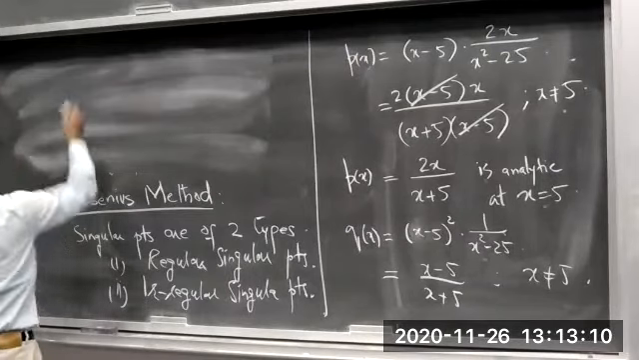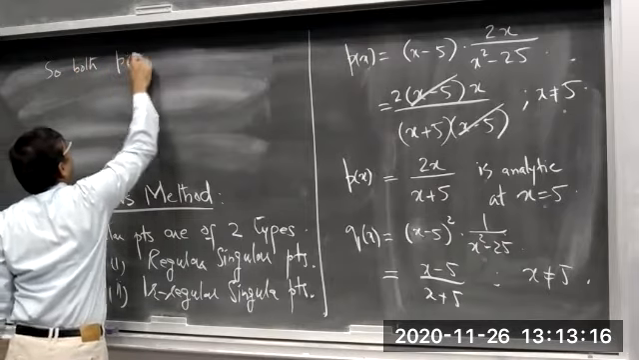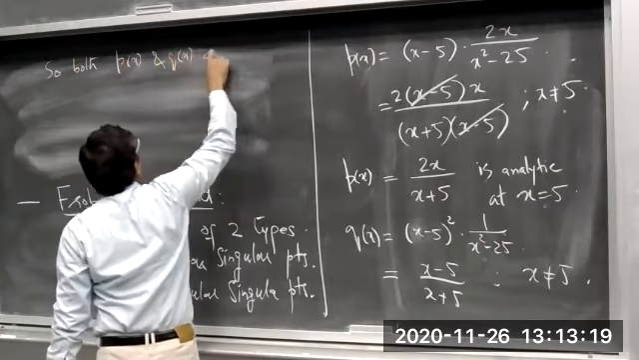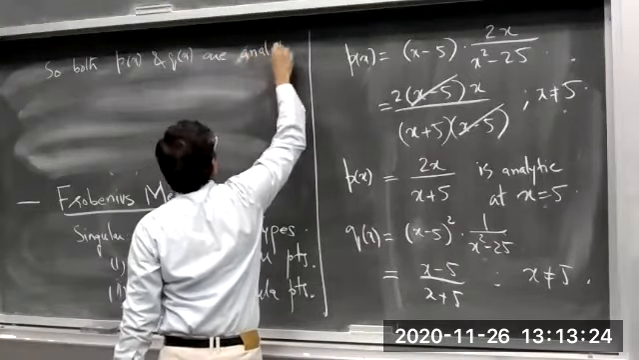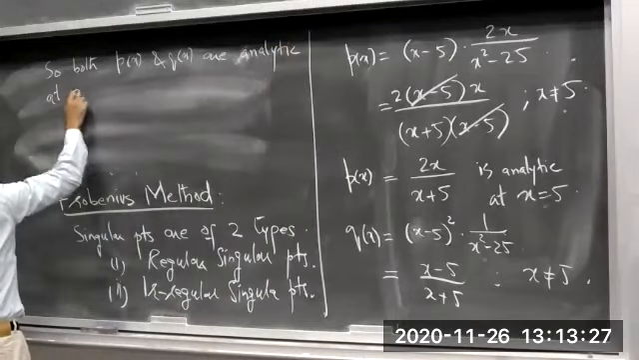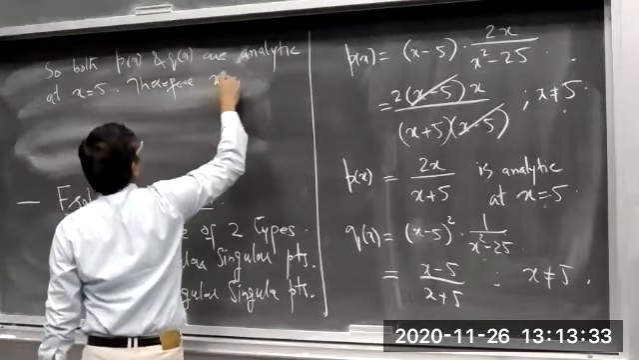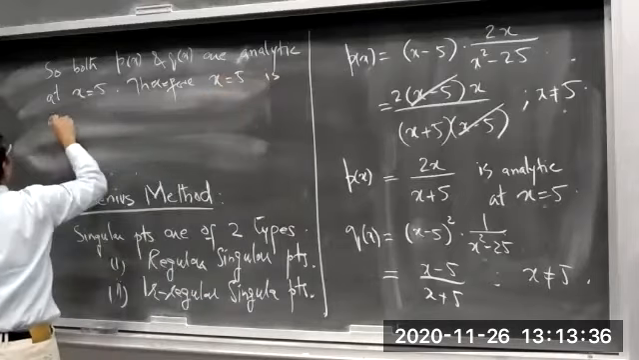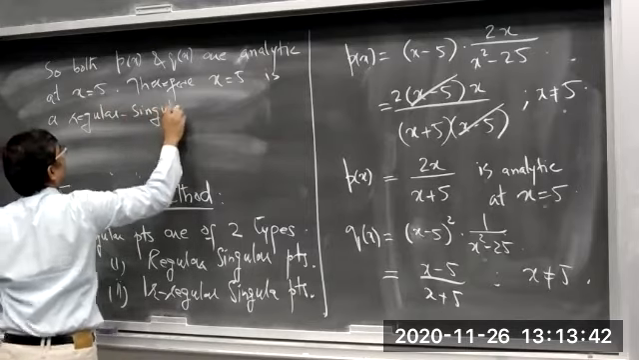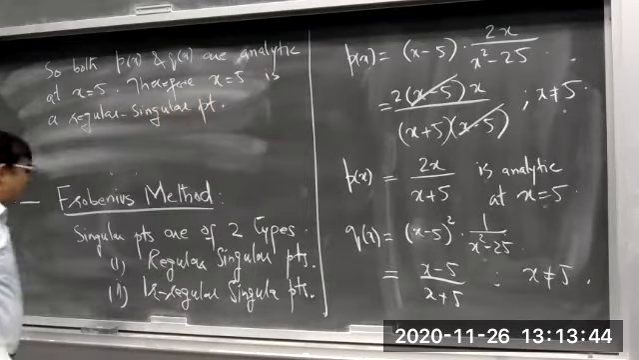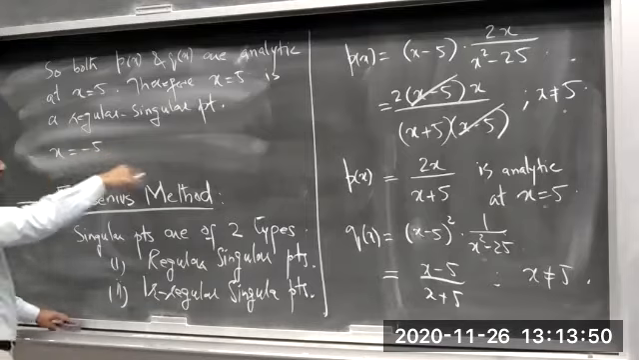We check again. So both p of x and small q of x are analytic at x equal to 5. Therefore, x equal to 5 is a regular singular point. Similarly, we can check for x equal to minus 5. x equal to minus 5 के लिए check करेंगे, ठीक है.